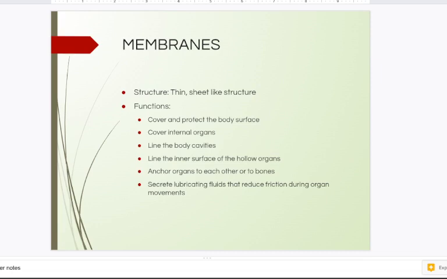They can line the inner surface of hollow organs, and our membranes and those structures often have specialized properties in their cell contents to allow for the functions of those certain hollow organs. They can also anchor organs to each other or to bones, such as connective tissues, and they can also secrete lubricating fluids that reduce friction during organ movement, such as the pounding of our heart or the expansion of our chest during the lungs' rise and fall.